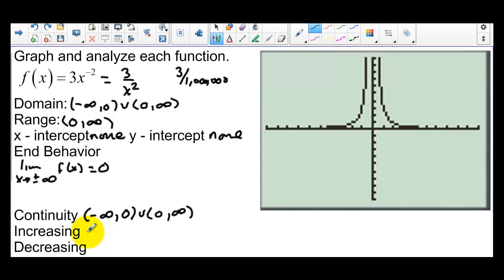Increasing is from negative infinity to 0. So this function increases slightly until we get to about 1, and then it shoots up very quickly. So this function is increasing from an x value of negative infinity to an x value of 0. And then decreasing from 0 to infinity. So once we hit 0, we can't include 0. There's a discontinuity there. But from 0 to infinity, this function is decreasing down to 0.